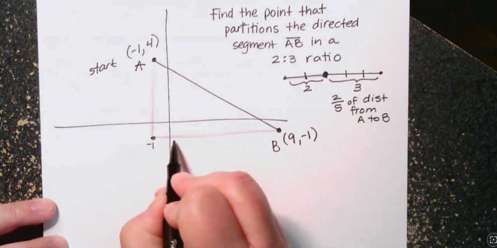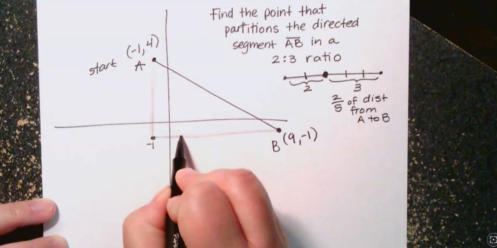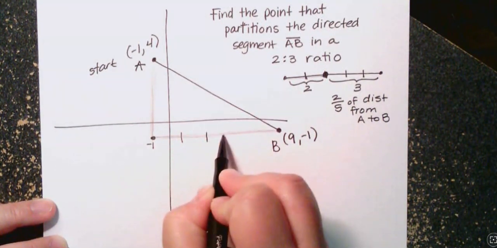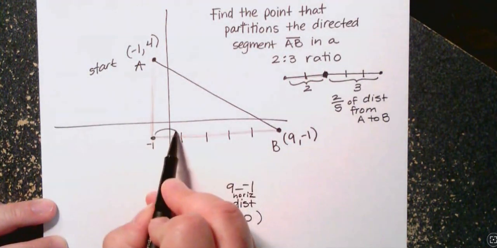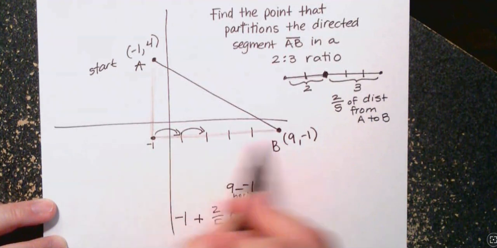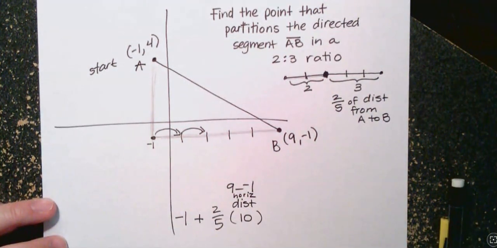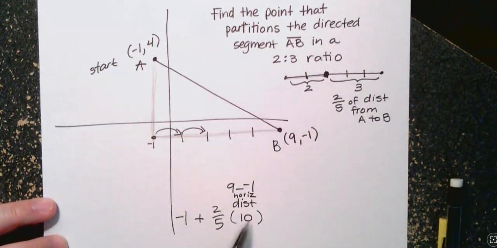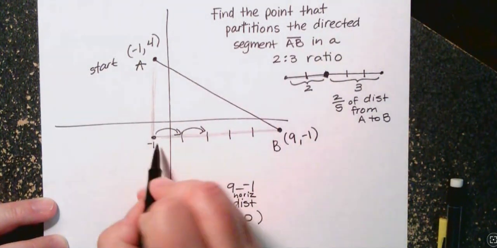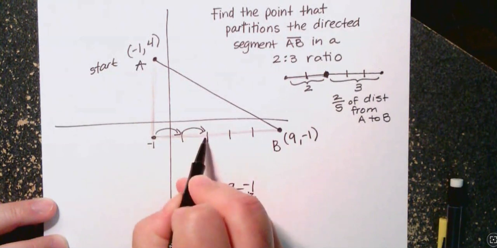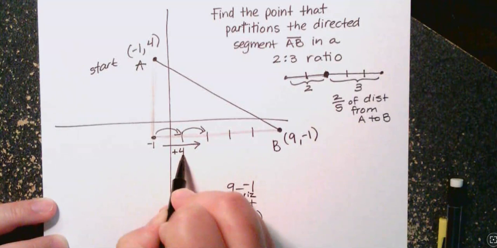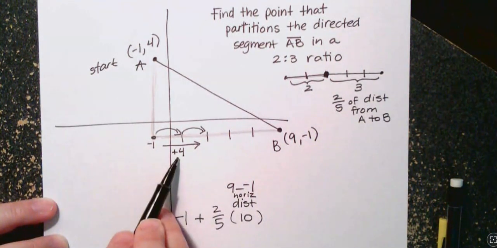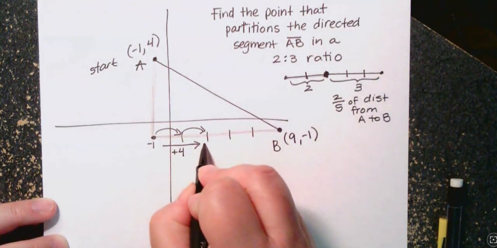I'm cutting this into 5 pieces, and I'm going to do 1, 2. Well, if there's 10 units total, and I cut it into 5 pieces, each piece is 2, 2 of them would be 4. 2/5 of 10 is 4. So I'm going to take -1, and I'm going to add 4 to -1. And that 4 came from 2/5 of 10, and that gets me to 3.